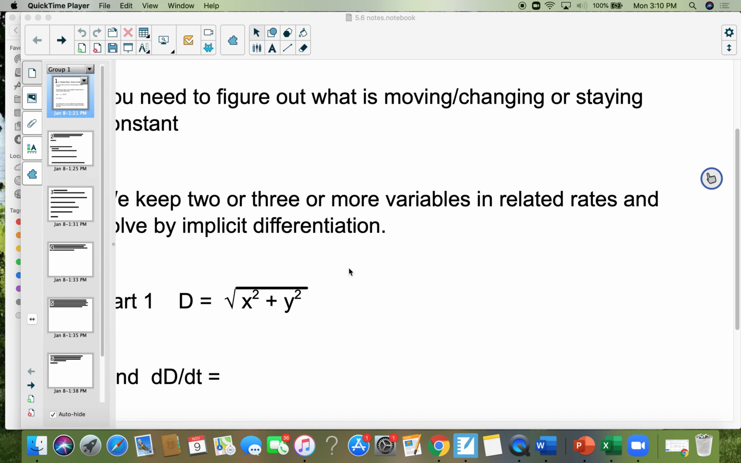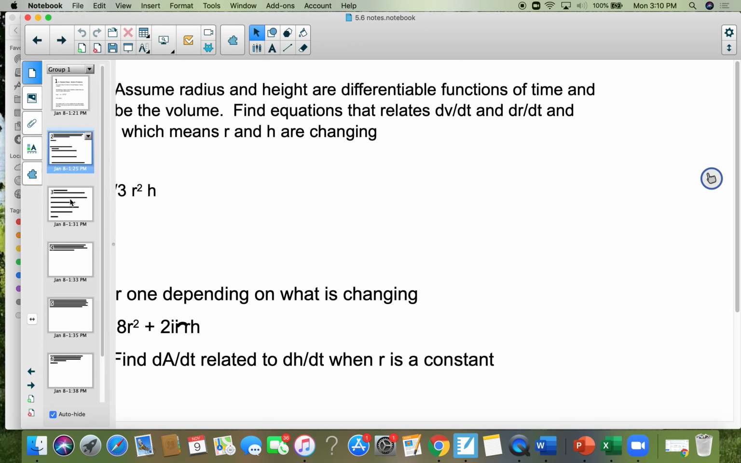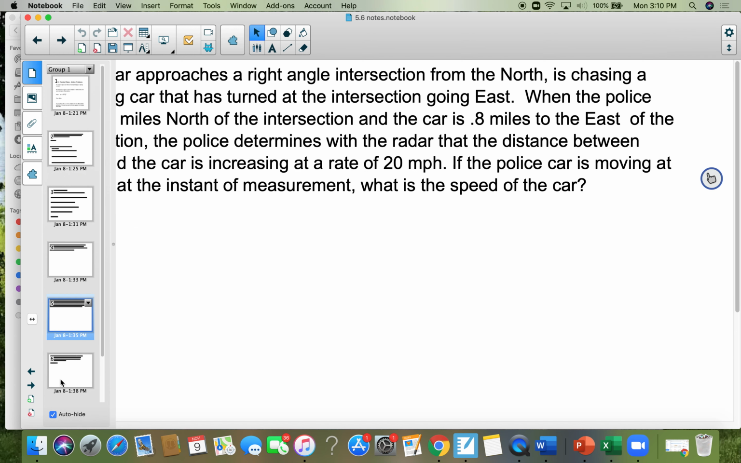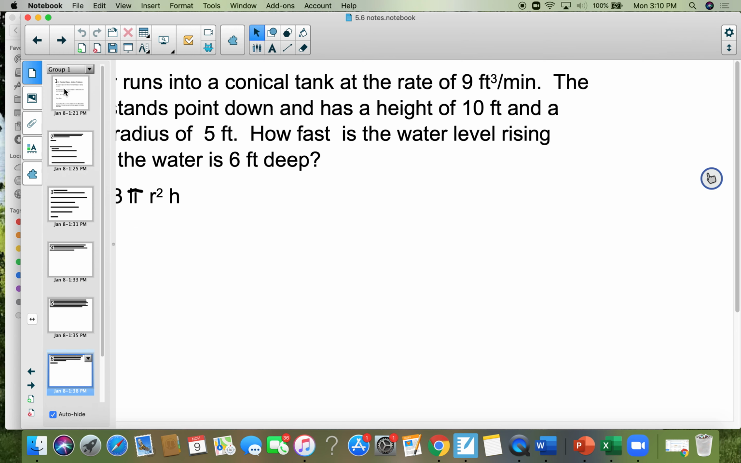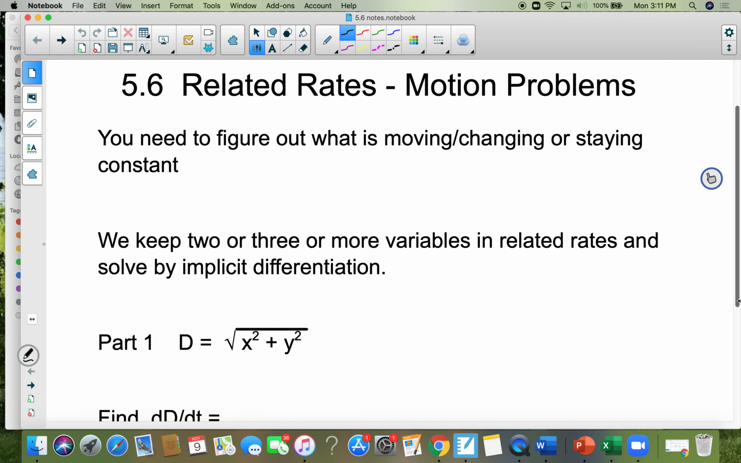Okay, the last section is called related rates. And this is also on the AP test. The good thing about this one is it's two variables that you can work with. Okay, here we go. 5.6 related rates, which are called motion problems on the AP test.